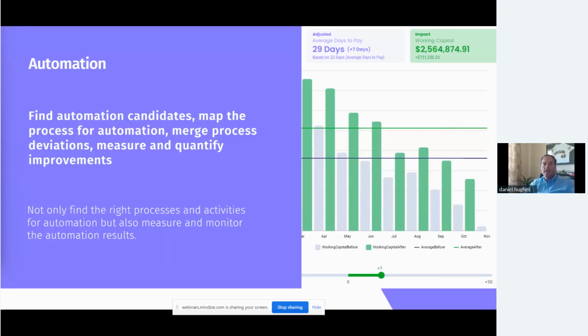And then finally, automation, right? A lot of people these days are trying to do more with less. And one way to do that is to automate manual, time-consuming, redundant steps in your process. So process mining allows you to find automation candidates, map the process for automation, merge deviations into a single model, and then monitor the way that automation is performing, and allow you to ensure that the entire process is performing better, and not just the specific step that you automated.